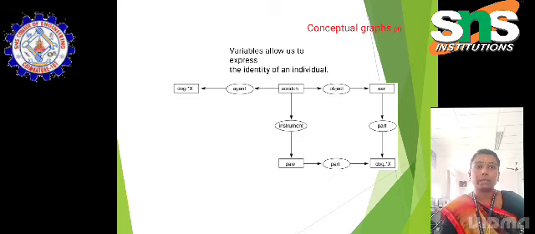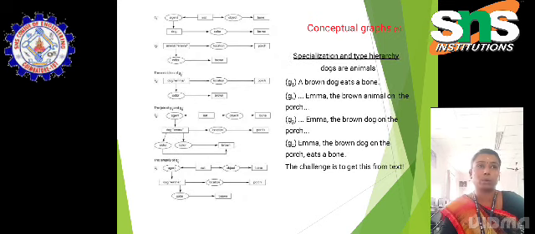For example, a dog can scratch with the use of a paw. Paw is an instrument. And for ears, ear is an object, and also a part of a dog, and it scratches using that paw. And this is another conceptual graph. Specialization and type hierarchy: dogs are animals. A brown dog eats a bone. Emma, the brown animal on the porch. Emma, the brown dog on the porch. Emma, the brown dog on the porch eats a bone.